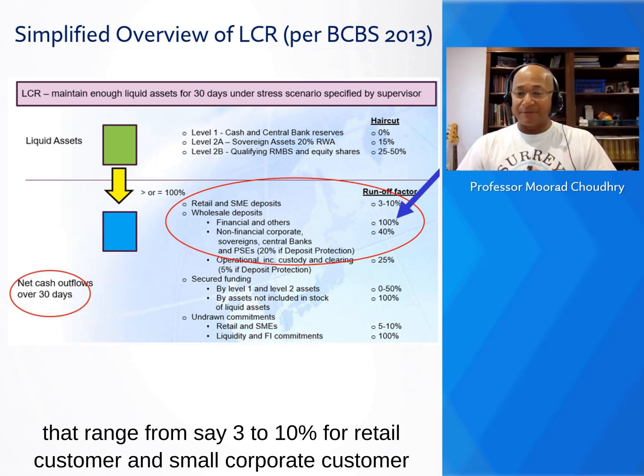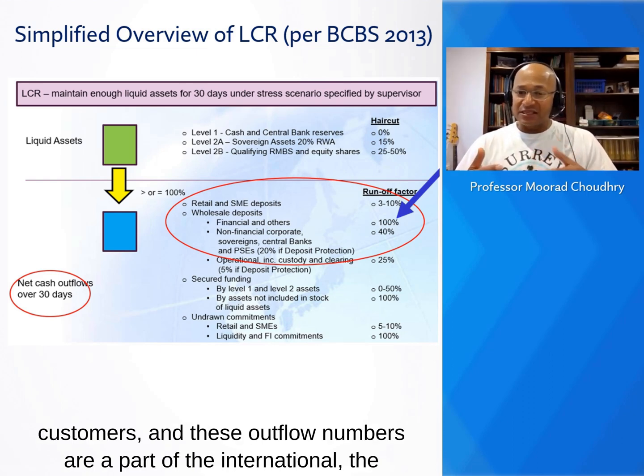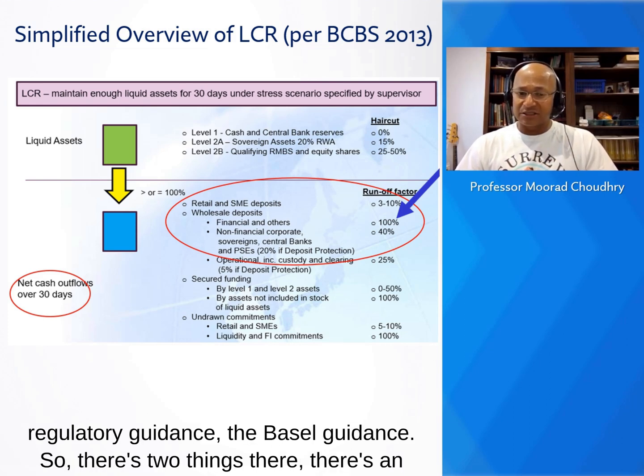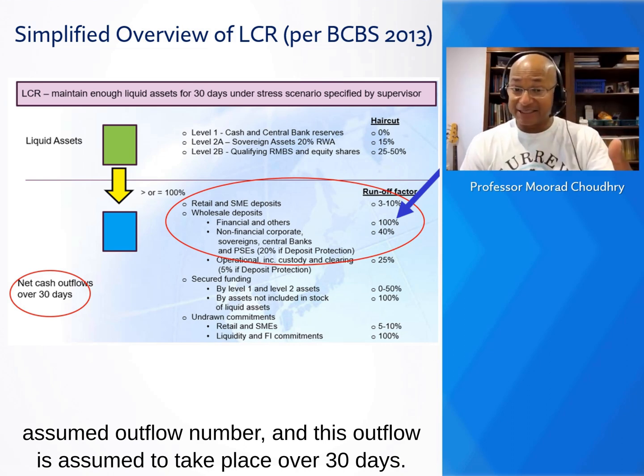So if you look down there, the factors or the outflow numbers or the assumed runoff factors range from say 3 to 10% for retail customer and small corporate customer deposits, all the way up to 100% for financial bank or non-bank FI type customers. And these outflow numbers are part of the regulatory guidance, the Basel guidance. So there's two things there. There's an assumed outflow number, and this outflow is assumed to take place over 30 days.